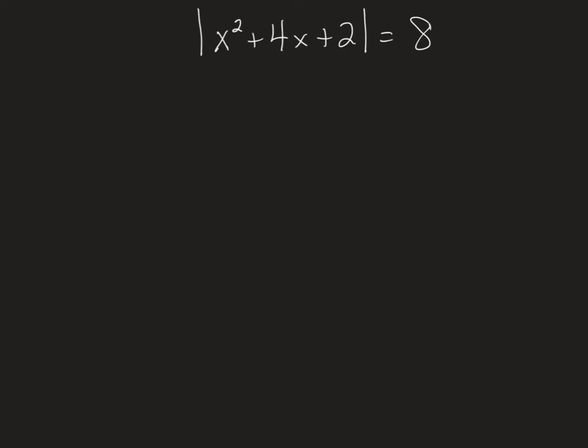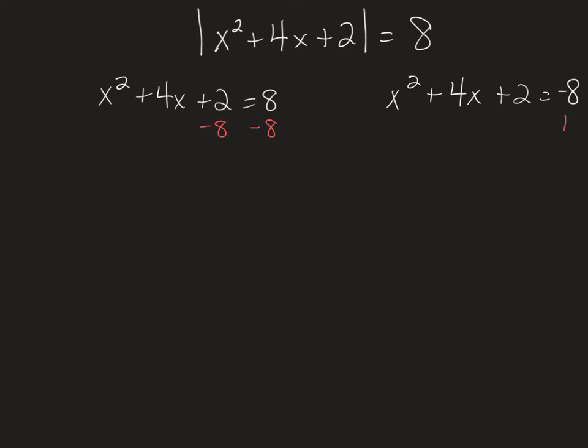So here's an example. I have x squared plus 4x plus 2. The absolute value of that is going to equal 8. So we're going to say x squared plus 4x plus 2 equals 8, and x squared plus 4x plus 2 equals negative 8. I want to set each equation equal to 0, so I am going to subtract 8 off of this one and add 8 on both sides for this one. I'm going to end up with x squared plus 4x minus 6 equals 0, and x squared plus 4x plus 10 equals 0.